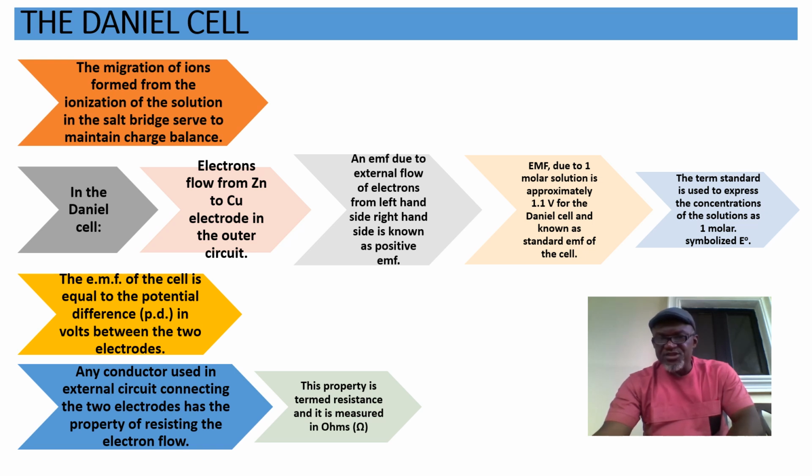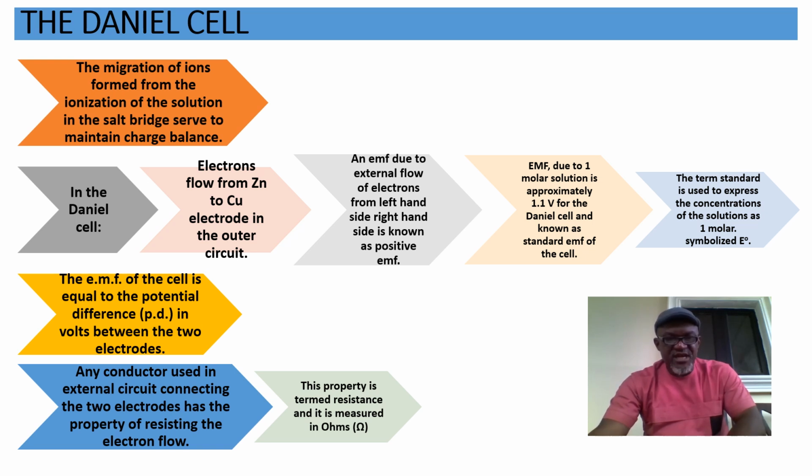The term standard is used to express the concentrations of the solutions as 1 molar. So when the concentrations are 1 molar, temperature is room temperature, which we use at 25 degrees C or 298 Kelvin, and pressure of 1 atmosphere, the EMF we'll call that standard EMF. We'll come to that, and also we know when it is non-standard. We'll see that in subsequent modules.